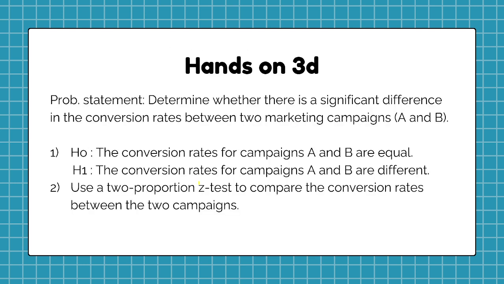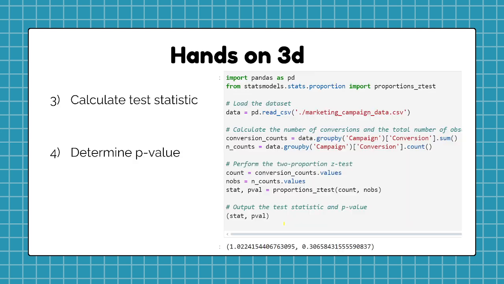Okay, step number one, the null hypothesis states that the conversion rates for campaigns A and B are equal. The alternative hypothesis states that the conversion rates for campaigns A and B are different, right?